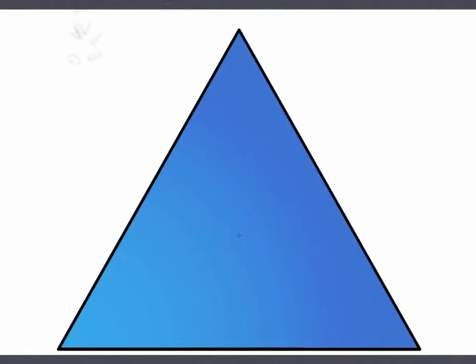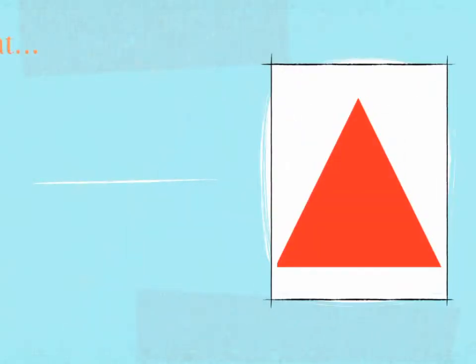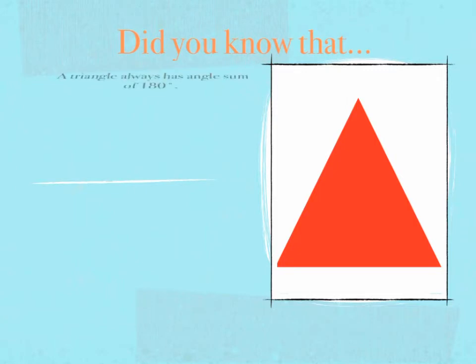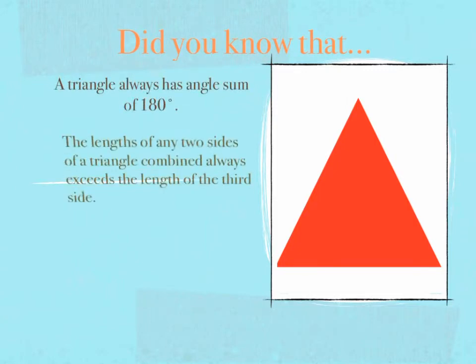This is a very interesting shape. It's called a triangle. We have that here. We have a picture of the triangle right there, and then we have a "Did you know that?" A triangle always has an angle sum of 180 degrees.